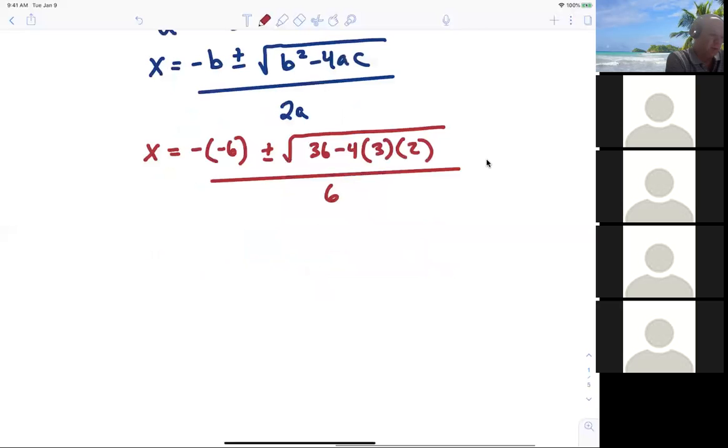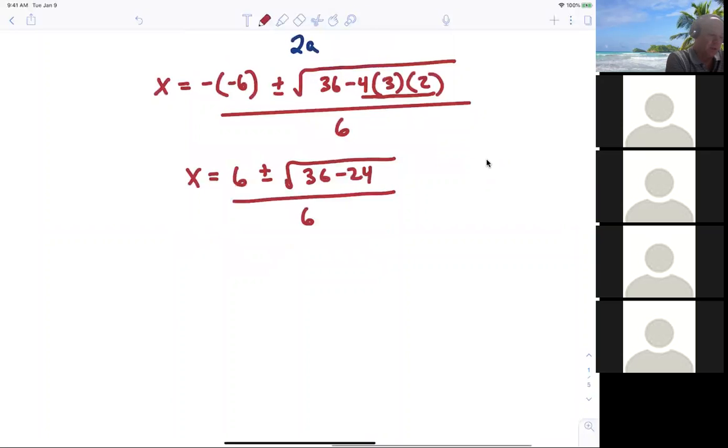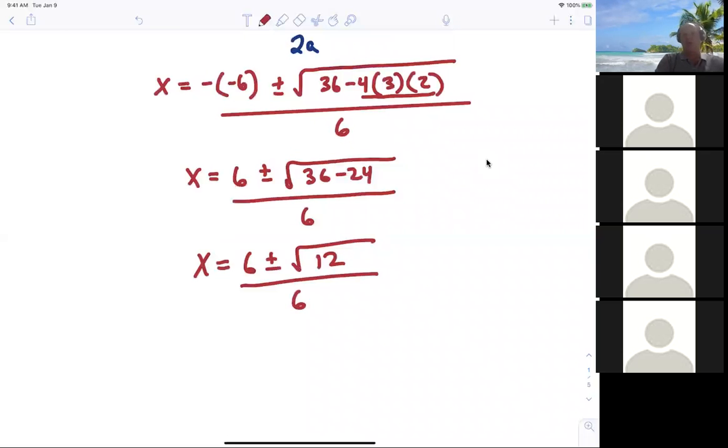So we say X equals 6 plus or minus. Now here we go. We have 4 times 3 is 12, 12 times 2 is 24. So 36 minus 24, all over 6. So X equals 6 plus or minus the square root of 12, over 6. Does anybody have any questions with that?